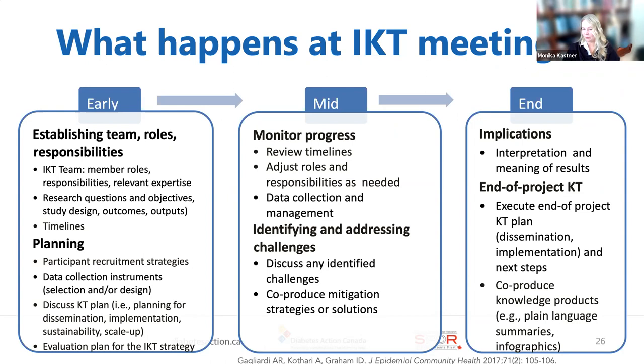I'm not going to dig into too many of these details, but I just wanted to mention that it really depends on the trajectory and where you are in the project. So early on, we want to establish those team roles and responsibilities, and it's all about planning. Planning is key for any KT activity or any research activity. Midway through the project, monitoring progress is really important, everything from timelines to data collection management. And it's really important to identify and address challenges so that you can deal with those along the way to ensure success. And then towards the end of the project, it's all about interpretation and the meaning of the results. So what does this mean now? Where do we go from here? What are the next steps? And of course, this idea of actually implementing some sort of end of project or end of grant knowledge translation plan. And I'm going to get into that a little bit more in a second.